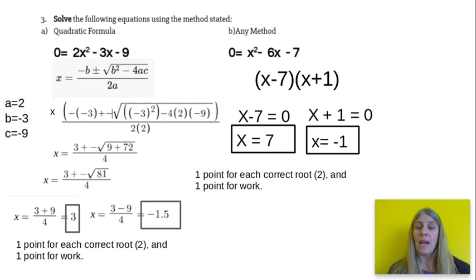So you once again have 3 points. 1 for the correct root of 7, 1 point for the correct root of -1, and 1 point for your work. So problem number 3 altogether is going to be worth 6 points.